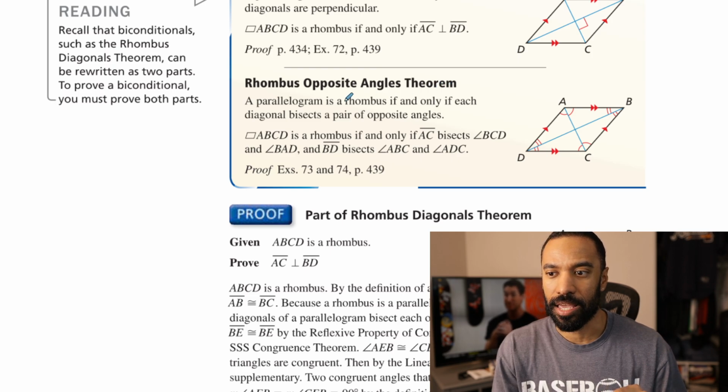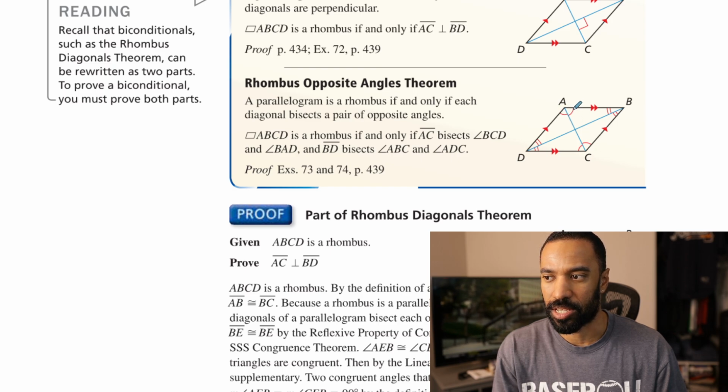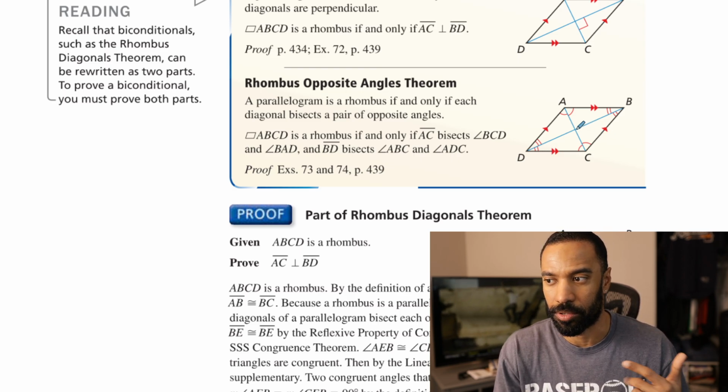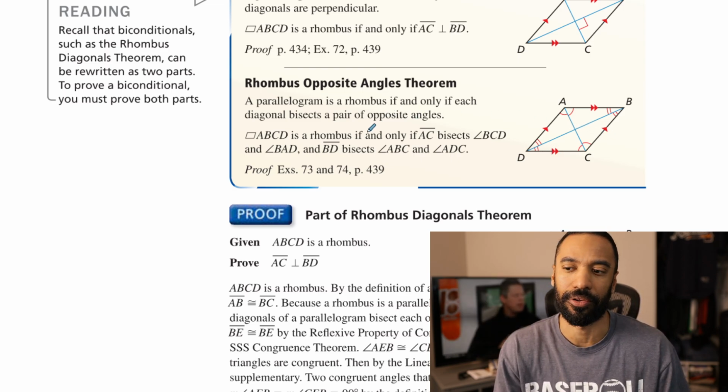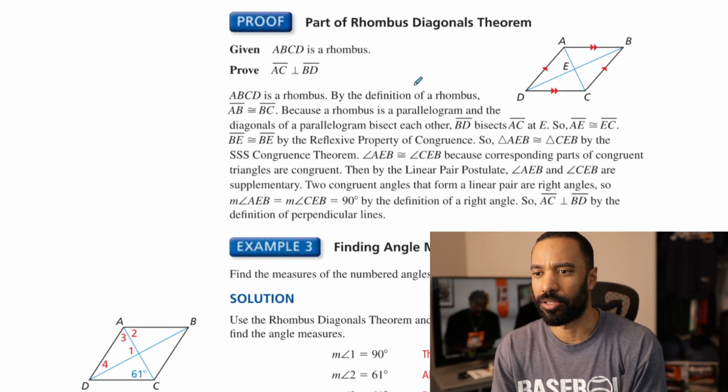Also, opposite angles will be bisected. Okay. Diagonals bisect their angles. So diagonal bisects this angle. Diagonal bisects all those angles. We also know opposite angles are congruent. We know diagonals bisect each other in parallelograms. So here's the perpendicular one.